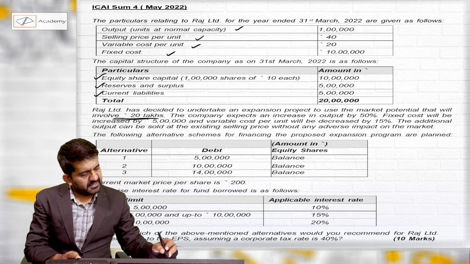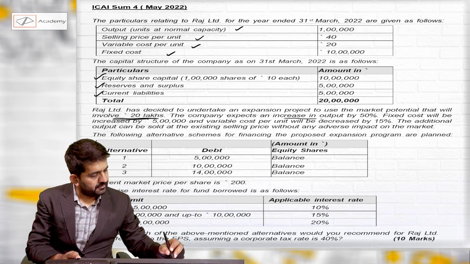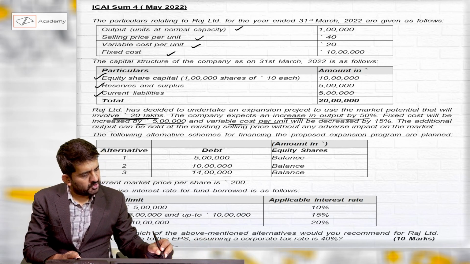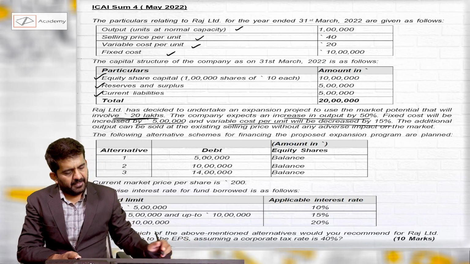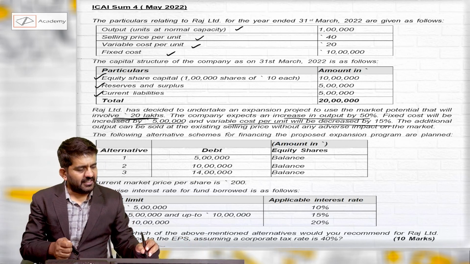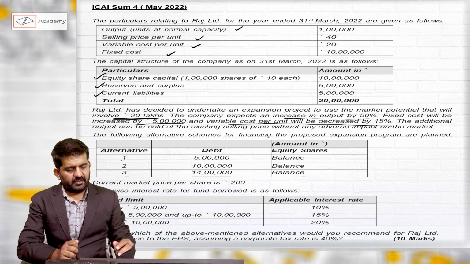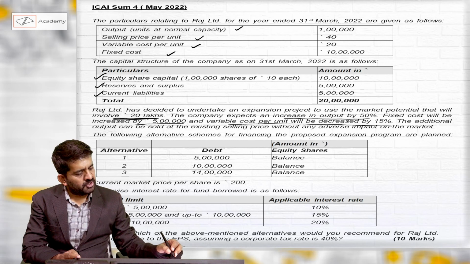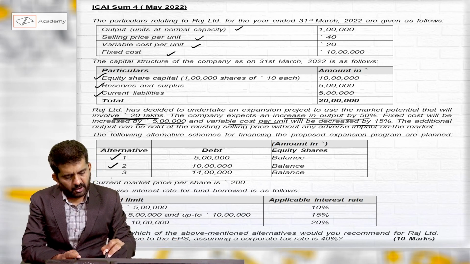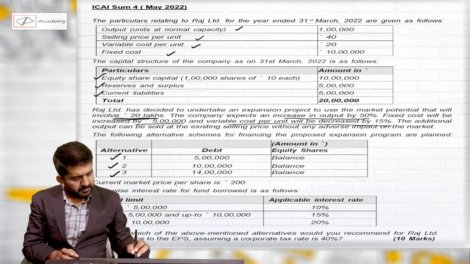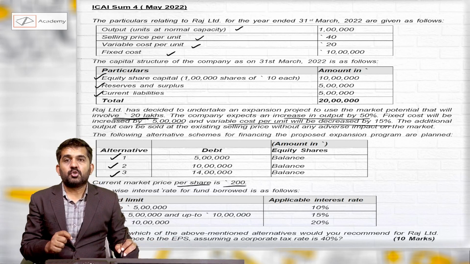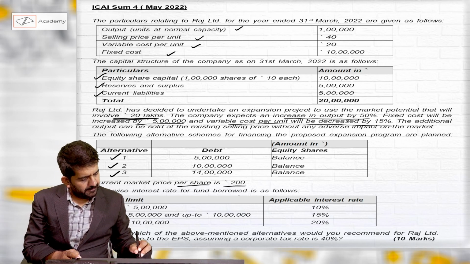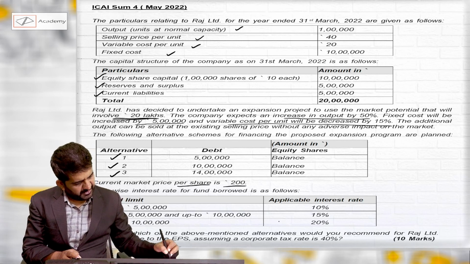The company expects an increase in output by 50%. Fixed cost will increase by rupees 5 lakhs and variable cost per unit will decrease by 15%. The additional output can be sold at existing selling price without any adverse impact on the market. The following alternative schemes for financing the proposed expansion program are planned. So there are three alternatives, alternative 1, 2 and 3. Current market price per share is rupees 200 so that we can decide how many number of shares we can issue. Slab wise interest rate on funds borrowed is as under, so 10, 15 and 20%.